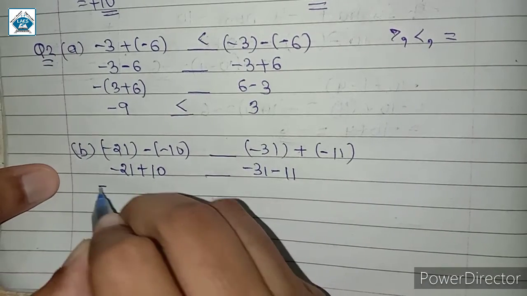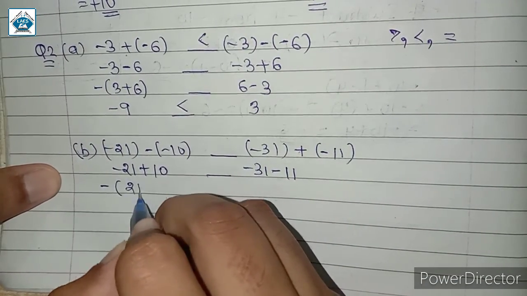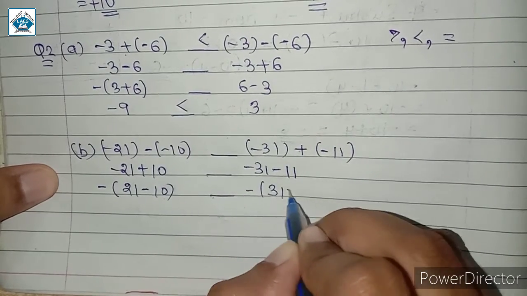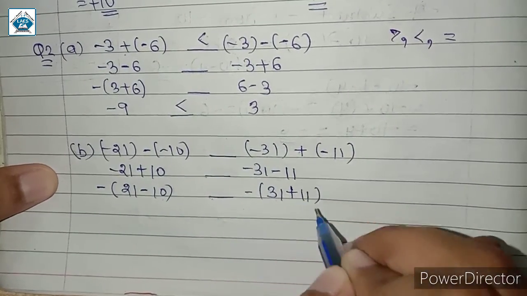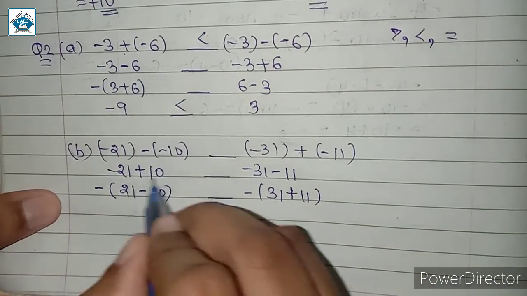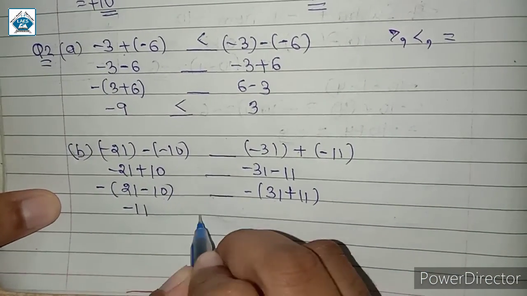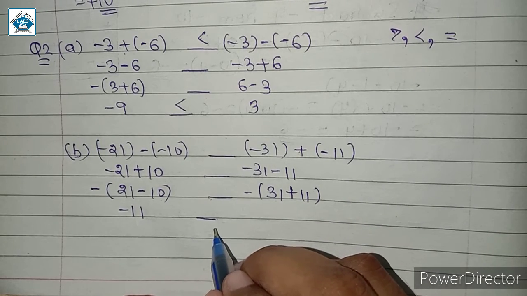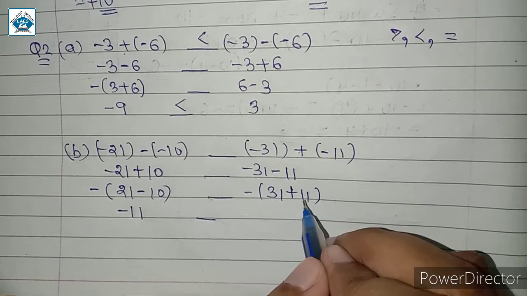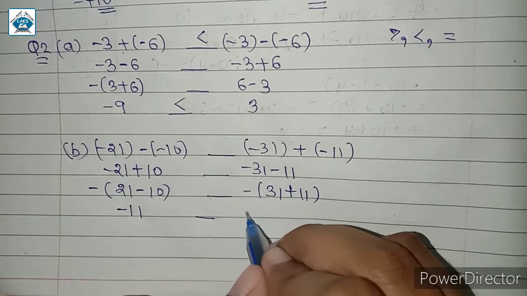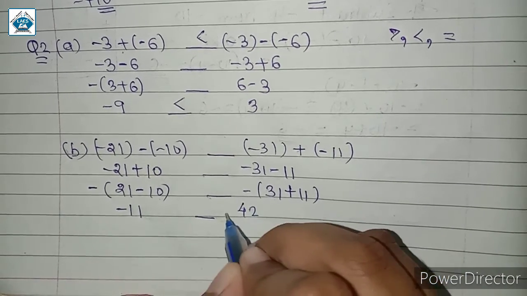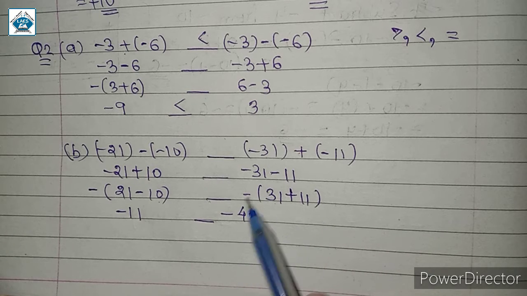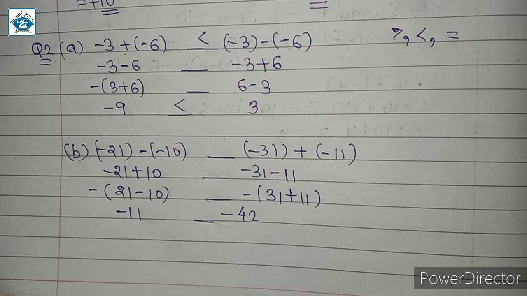So here when we take minus common we have 21 minus 10, and here when we take minus common here we have 31 plus 11. So when we solve this further this will be equal to minus 11. Let us keep the blank space as it is, and here we will have 31 plus 11 पहले करेंगे which is equal to 42, and outside the bracket we have minus. So 31 plus 11 we have 42 and minus sign is repeated as it is.